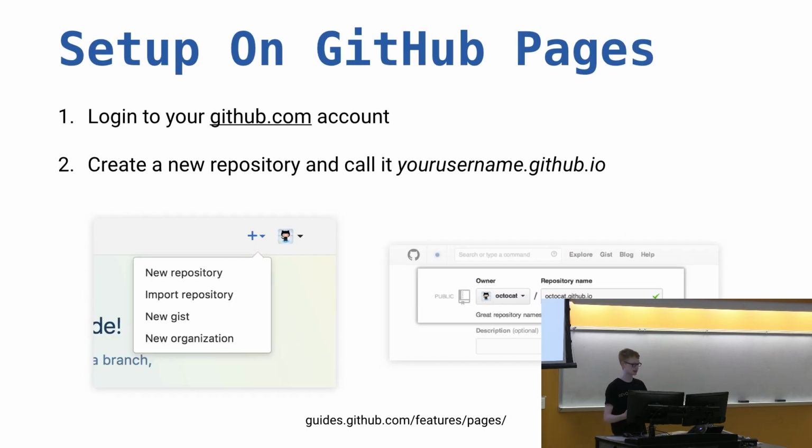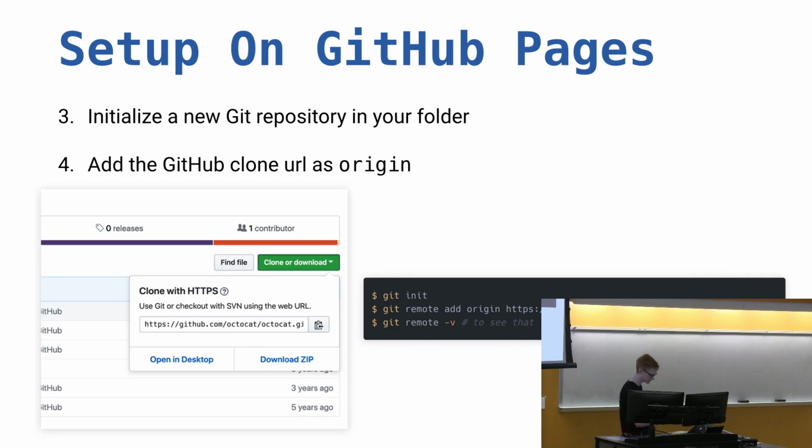So let's set up on GitHub Pages. We're going to log into github.com and then just create a new repository and make sure to call it yourusername.github.io. This is really important. yourusername.github.io is a naming convention for building GitHub Pages websites. And then next, we will initialize a Git repository locally on our own machine. And then we'll add the GitHub clone URL as origin. So let's walk through that real fast.